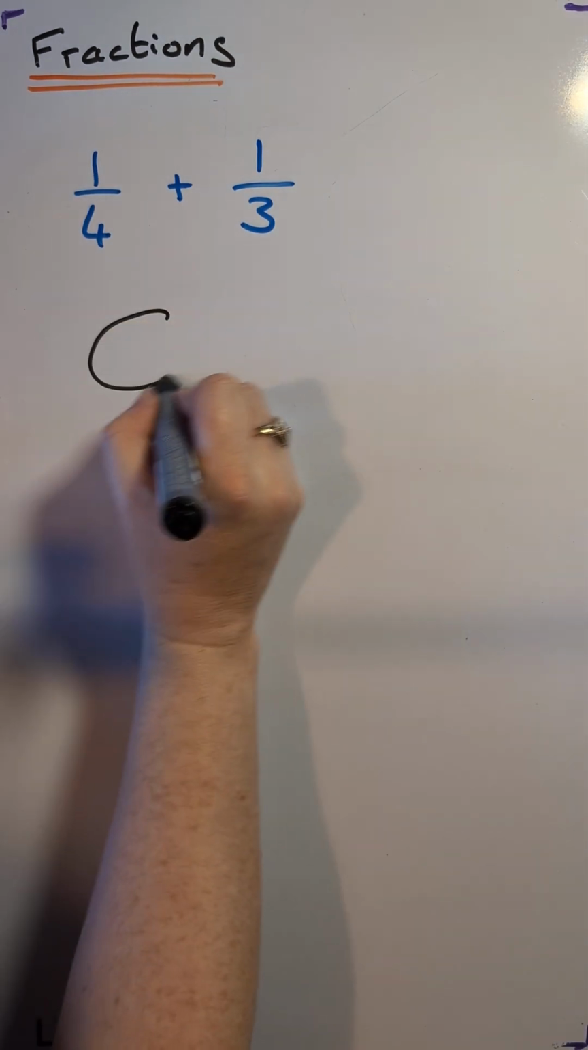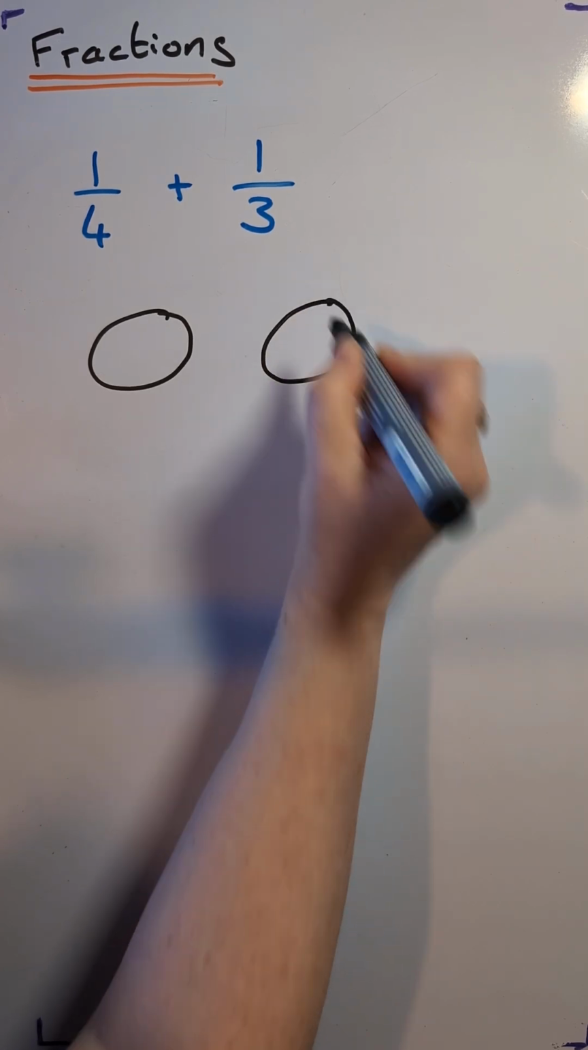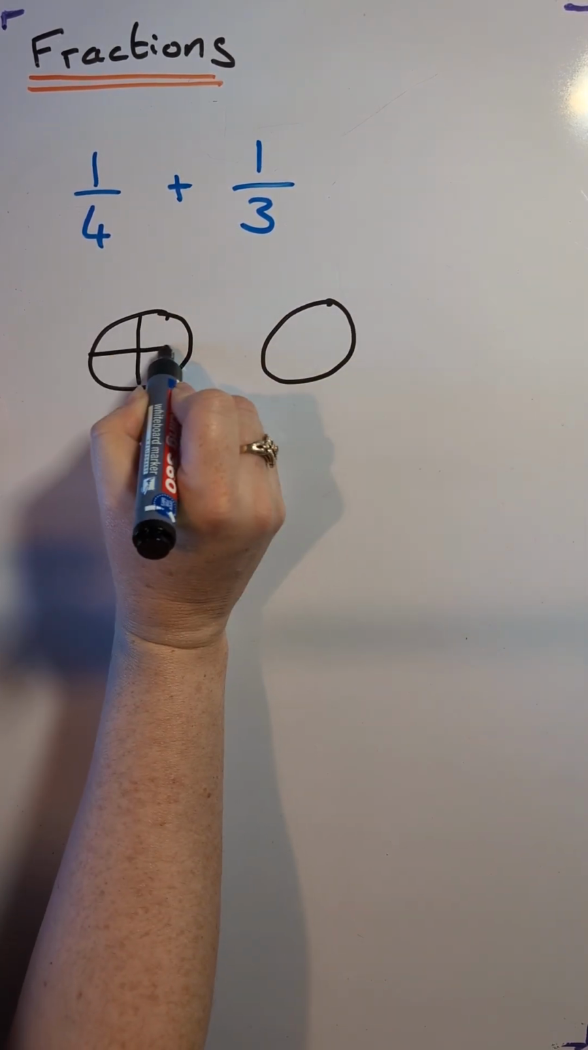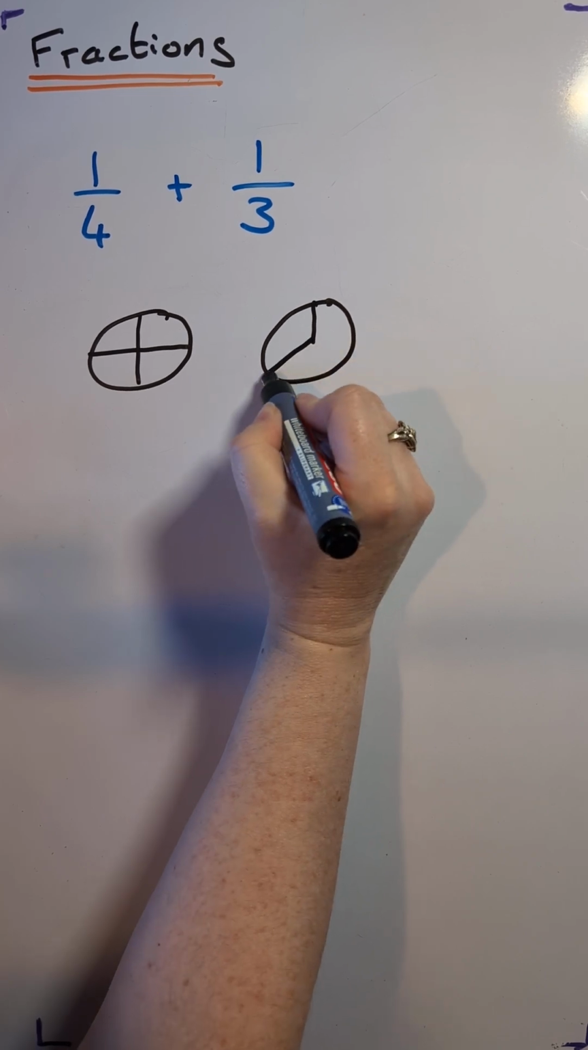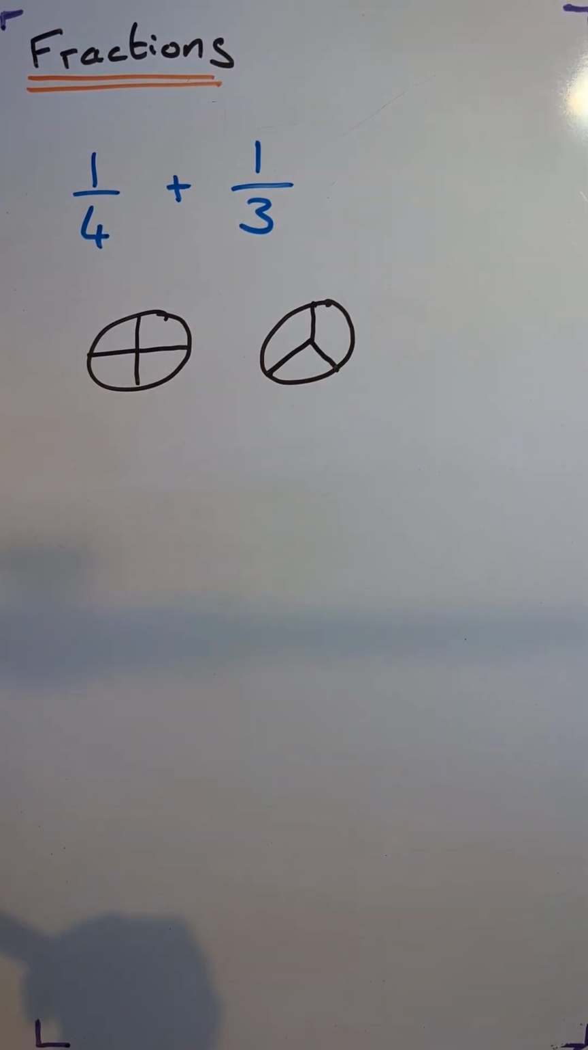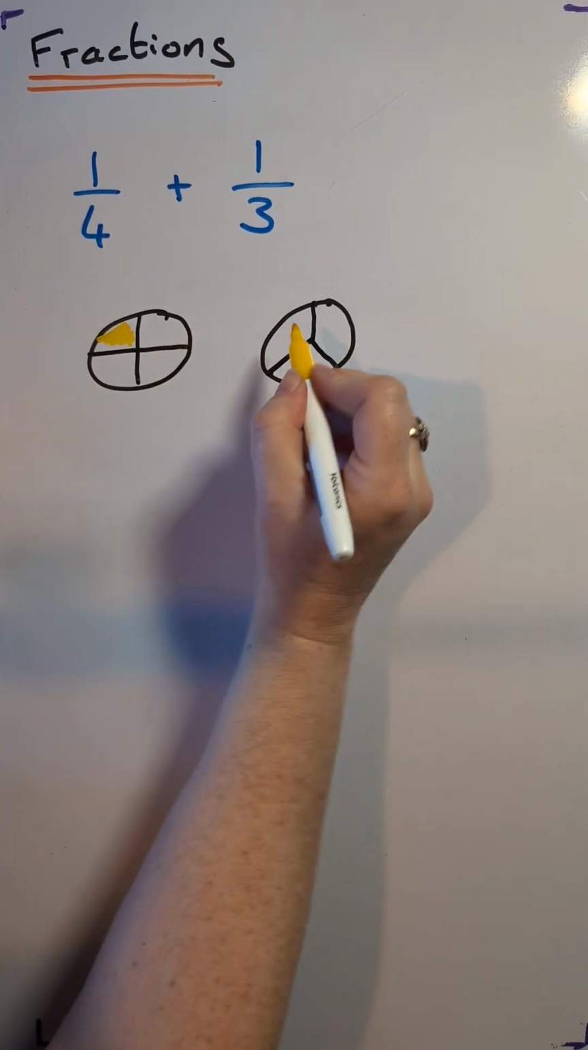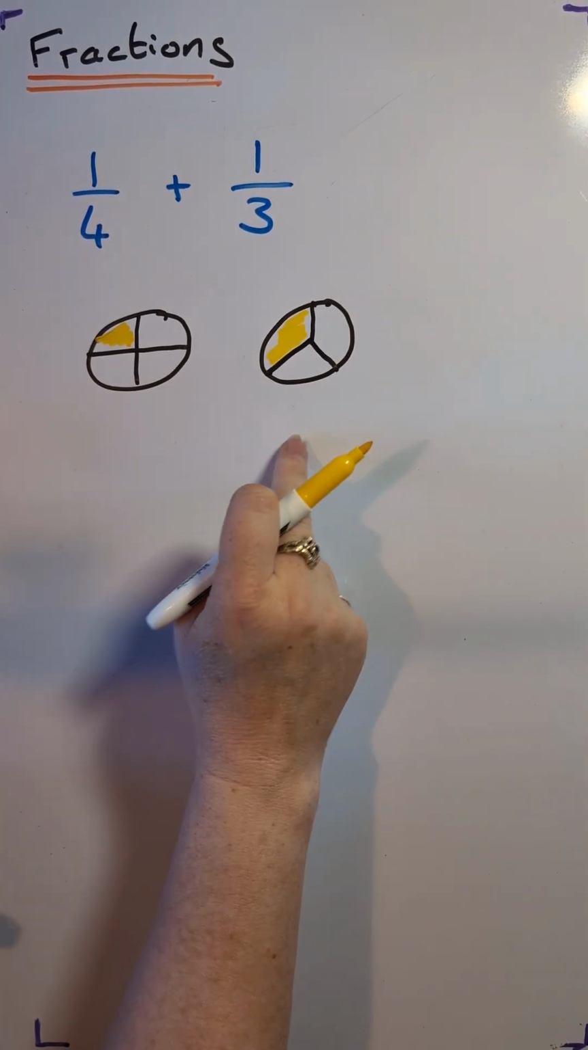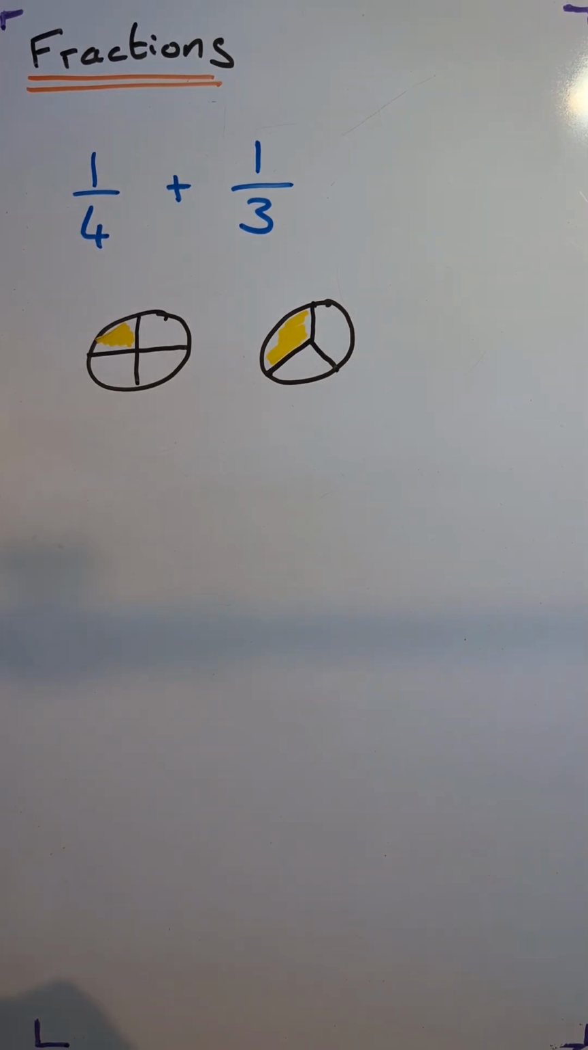If I have got, I will try and draw circles. If I have got 1/4 and 1/3, so I've got this one and this one, you can see that 1/3 is bigger than 1/4. It's because it splits things into fewer pieces. The more pieces you have, the smaller the pieces will be. So as these numbers on the bottom get bigger, the things that they represent get smaller.